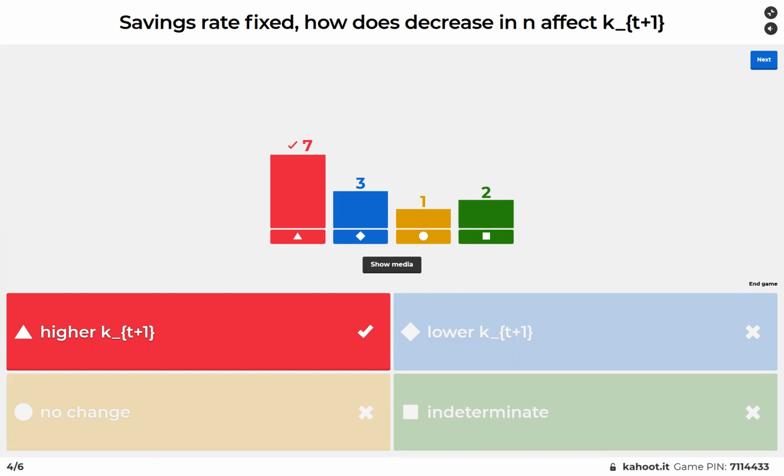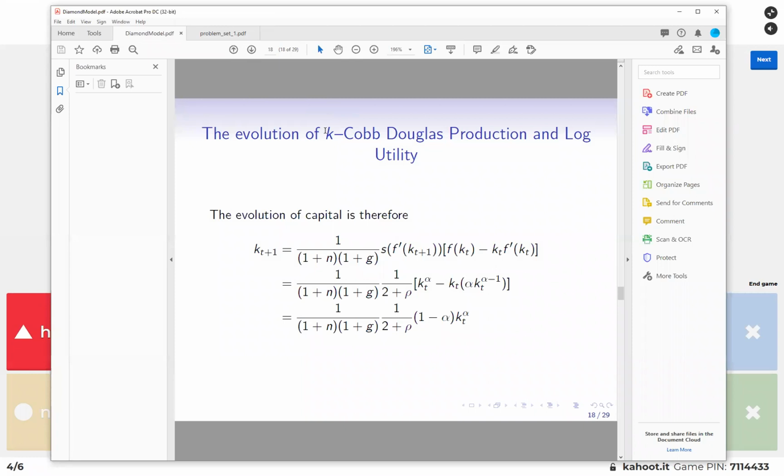Isn't that weird? If the population growth slows down, then we actually get a higher level of little k. Sorry, there's some ambulances going by. There's an intuitive way to think about it, and there's a math way. I'm going to show you the math way first. Here's the evolution of little k. We've assumed Cobb-Douglas production, that's not important, but we have log utility so that the interest rate doesn't depend on the level of KT. So little KT plus one is equal to some function of little KT divided by one plus N. If N goes down, then little KT plus one is going to get larger.